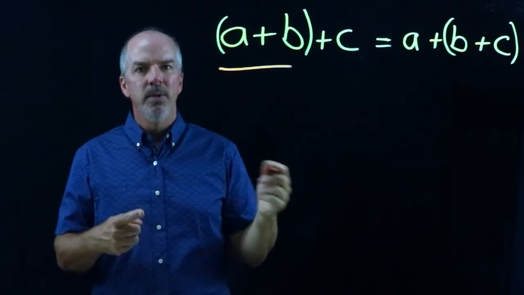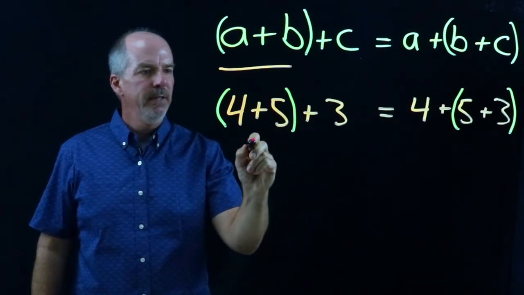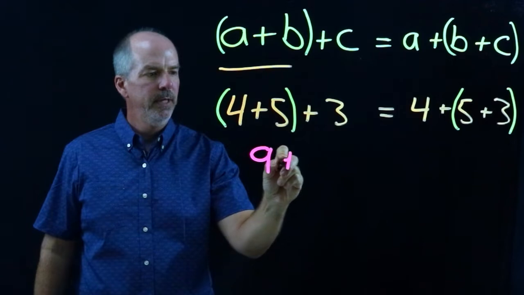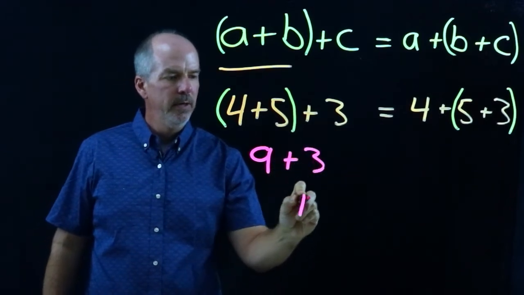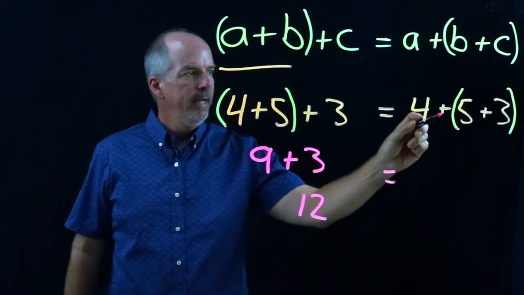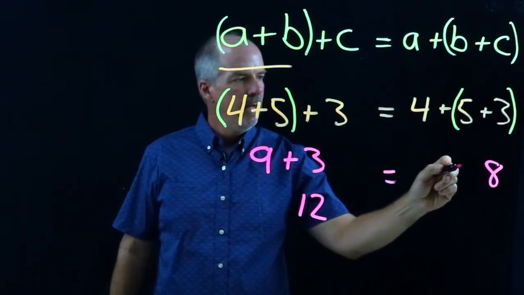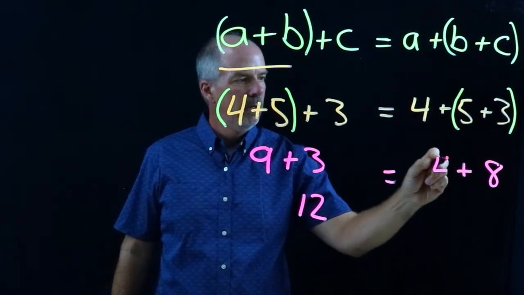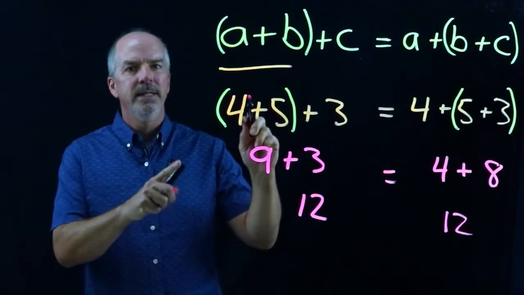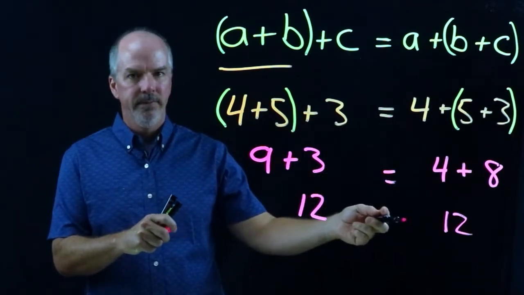So let's put some numbers to it. Okay, so we have 4 plus 5 is done first because of the parentheses, that's 9. And we have plus 3, and that equals 12. Okay, on our other side, we have 5 plus 3 we add first, that's 8. And then plus 4, and again that's 12. The associative property allows us to change grouping without changing the outcome.